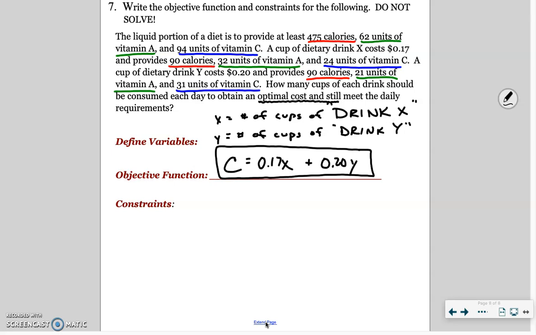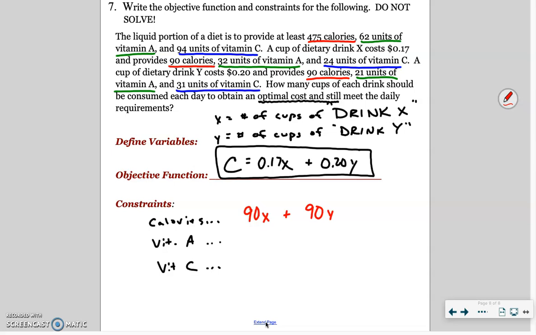We are going to create a constraint dealing with calories, a constraint dealing with vitamin A, and a constraint dealing with vitamin C. Calories is where we're going to start here. Calories is what we had going on in red. We do not know how many cups of drink X we're going to consume, but each one is going to provide 90 calories. Similarly, we don't know how many cups of drink Y, but each is going to provide 90 calories.